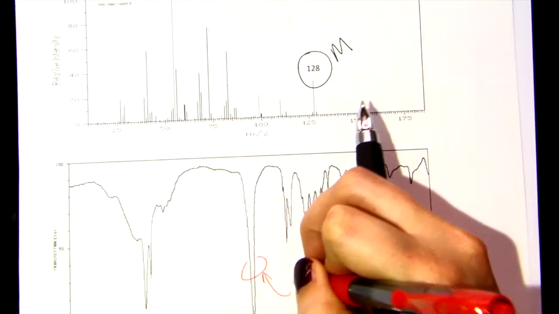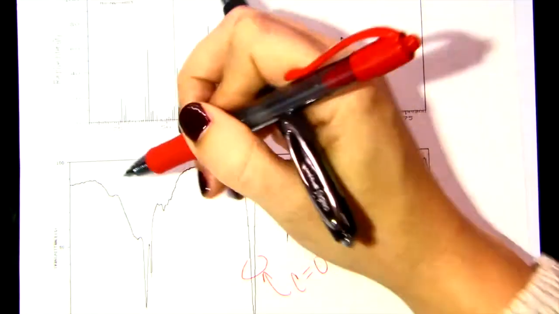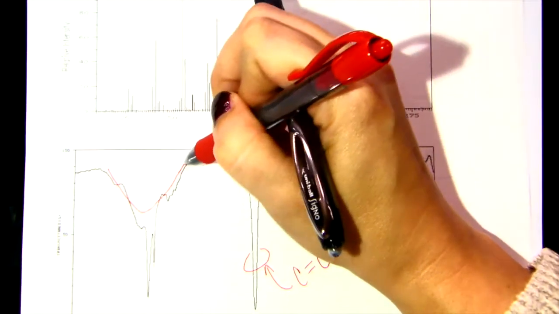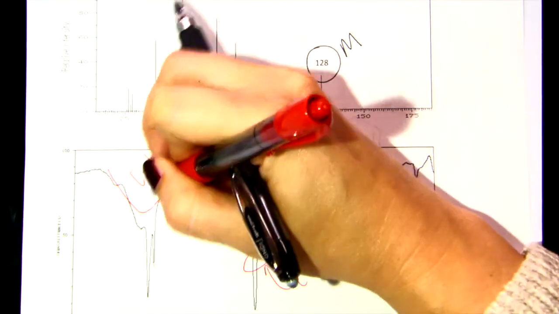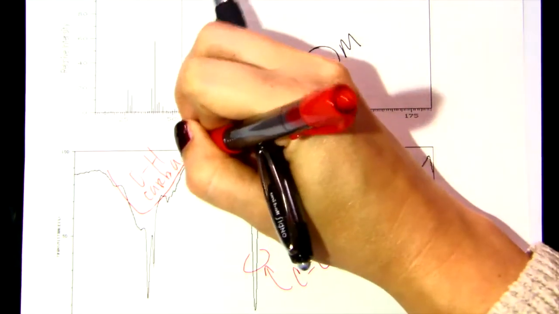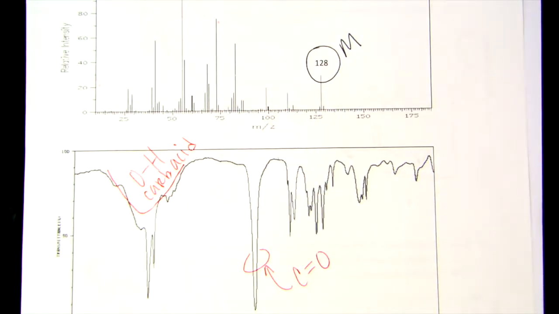We have oxygen. And we have some distinct pieces of the structure, right? We have a strong carbonyl peak here. And then we also have a carboxylic acid OH stretching here. So with that combo, it looks like we have a carboxylic acid. So that tells us we have 2 oxygens, right?